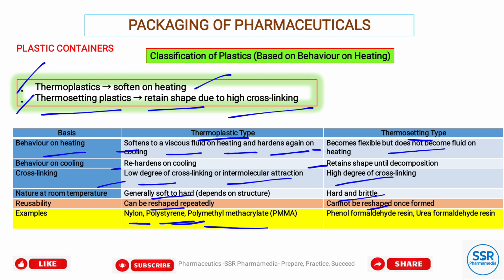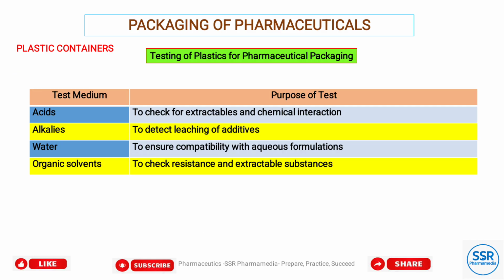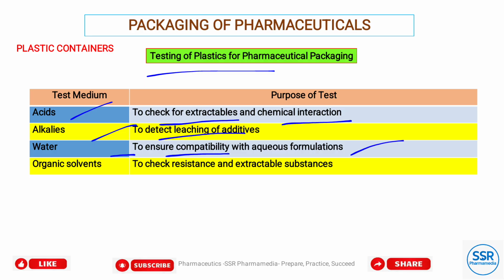Thermosetting types are phenol formaldehyde resins and urea formaldehyde resins. So examples are very important. Thermoplastics, these are the examples. Thermosetting types mean phenol formaldehyde and urea formaldehyde resins. Testing of plastics for pharmaceutical packing: we test with acid to check extractables and chemical interactions, alkali to detect leaching of additives, water to ensure compatibility with aqueous formulation, and organic solvent to check resistance and extractable substances.